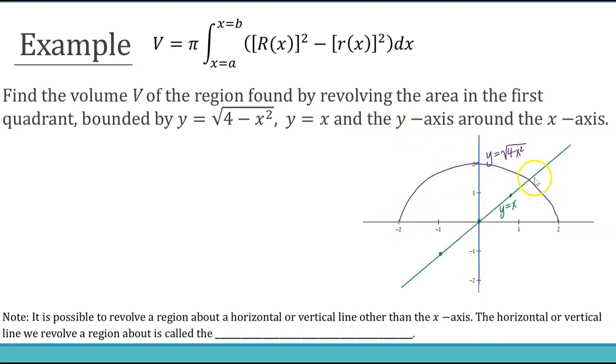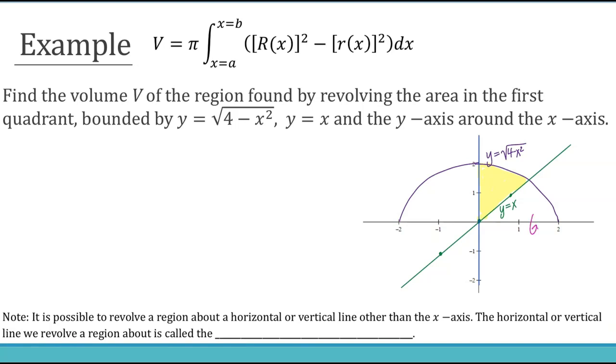Here are my graphs, and the region that's bounded by all three functions is going to look a little bit like a pizza slice or a pie slice here. So we're bounded in quadrant 1, and we're bounded by the y-axis, y equals x, which is just a line passing through the origin with a slope of 1, and then that semicircle on top of the x-axis with a radius of 2. All right, so we are going to be rotating this around the x-axis here.